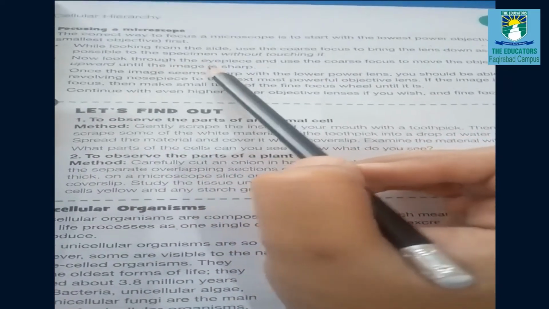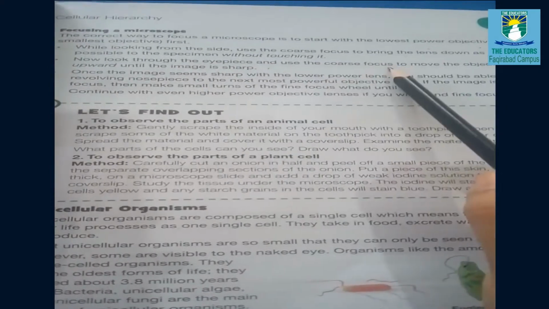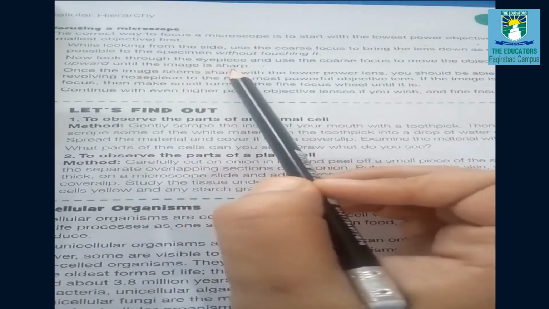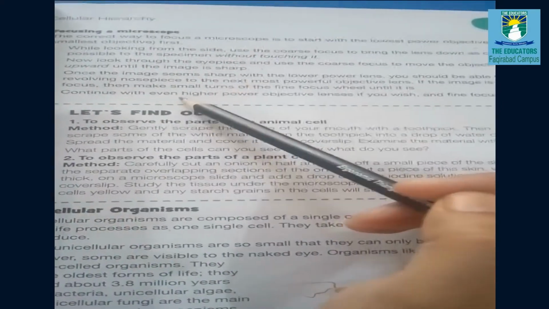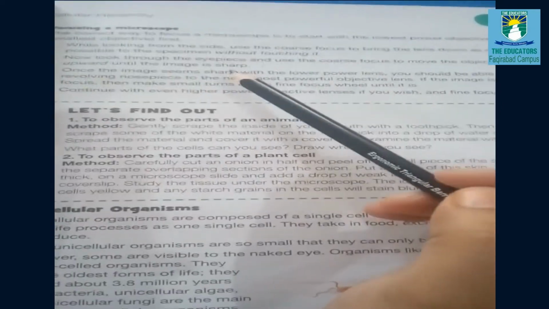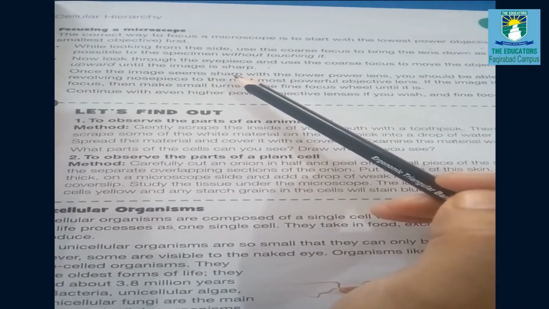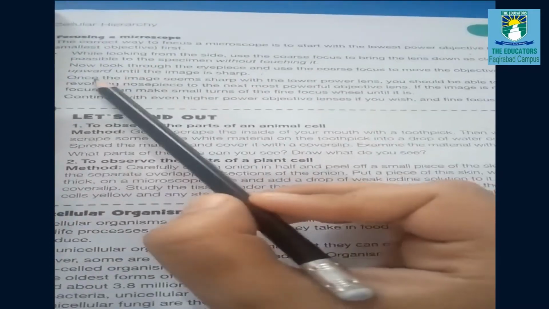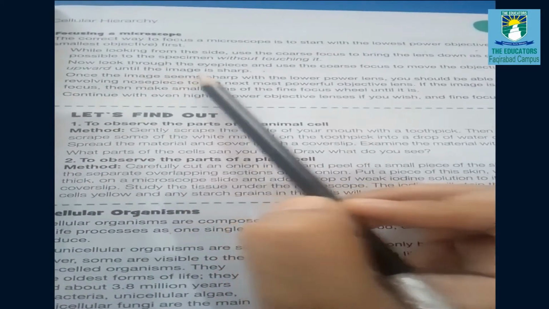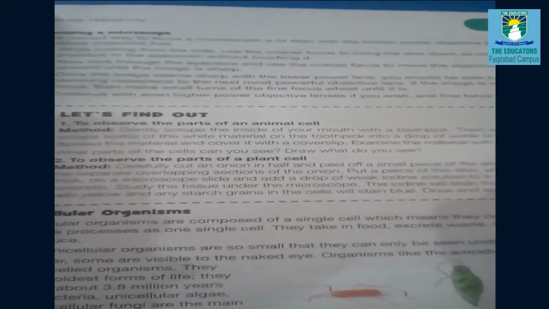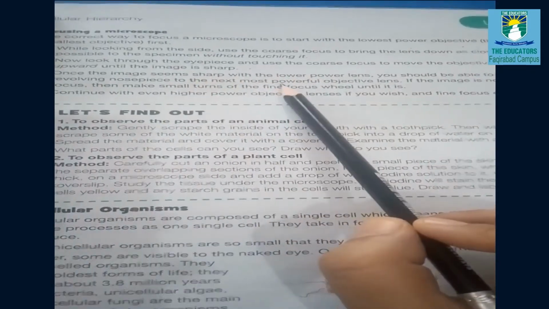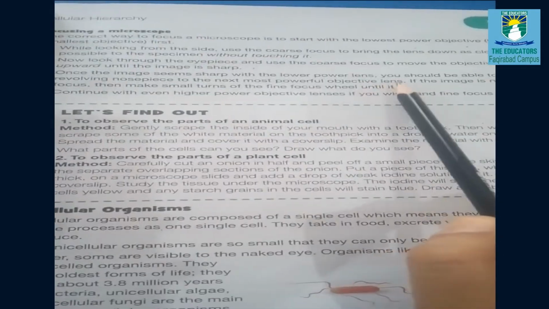Now look through the eyepiece and use the coarse focus to move the objective lens upward until the image is sharp. You can look through the eyepiece, which is the first part of a microscope, and through the coarse focus you can sharpen the image. Once the image seems sharp with the lower power lens, you should be able to turn the revolving nose piece to the next most powerful objective lens.